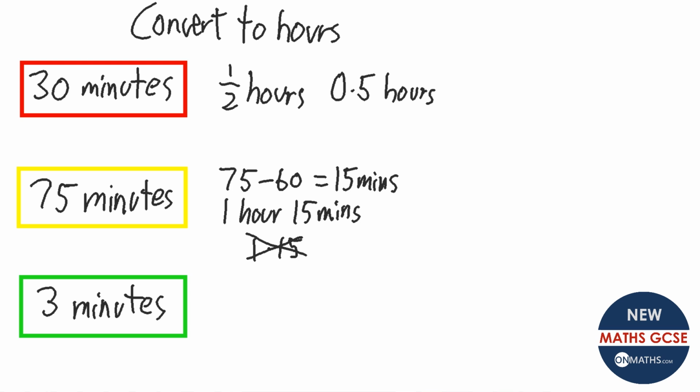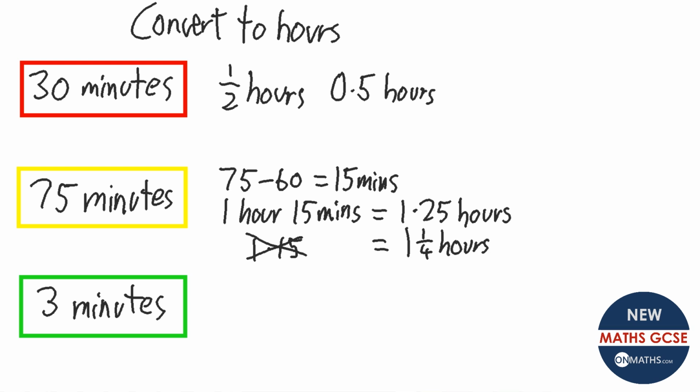If you think about it, 15 minutes, what is that in hours? Well, that's a quarter of an hour. So that's going to be 1.25. 0.25 is a quarter, so 1 hour and a quarter is 1.25 hours. So just remember, 30 minutes is half an hour, 15 minutes is a quarter of an hour. Now I could write that as 1 and a quarter hours.